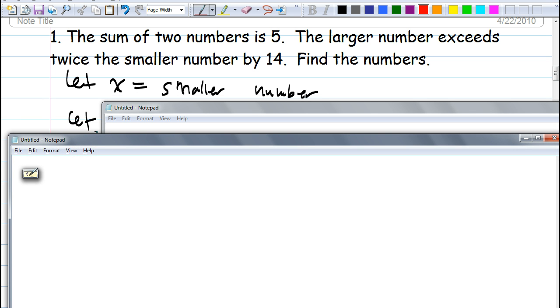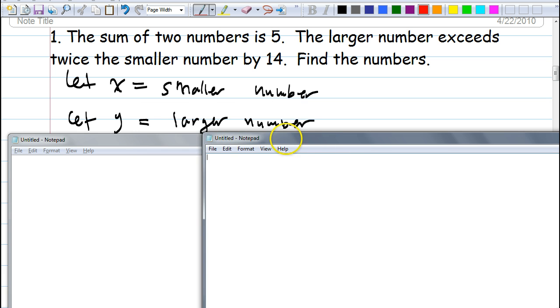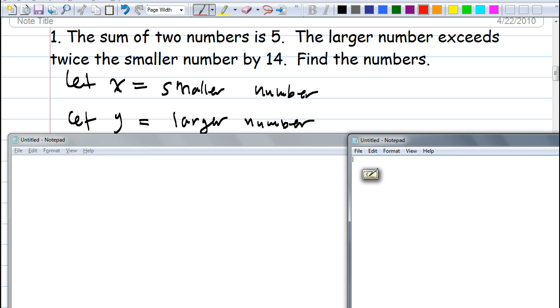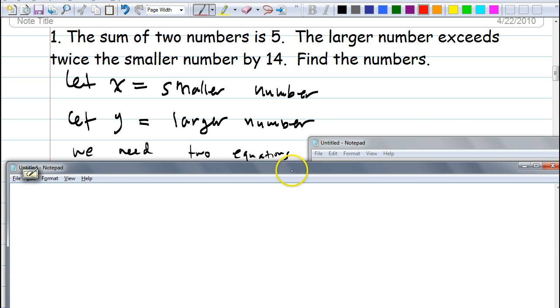And we don't say "then" now because we're going to declare another variable. Instead, we're going to let again. Which variable should we use for the other one? Larger one. Y. Let y be the larger. Okay? So we're going to use two variables to solve this word problem. And so we got two variables. We need how many equations? Two. We need two equations.